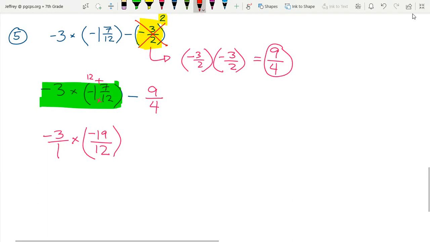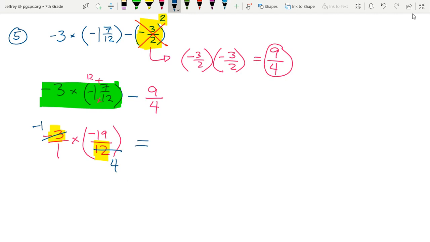Now, remember, let's cross simplify. What number can you divide into 3 and 12? And absolutely, we can divide 3 and 12 by 3. So negative 3 divided by 3 is a negative 1. 12 divided by 3 is 4. Now, is there any number we can divide into negative 19 and 1? No. So we just multiply straight across.